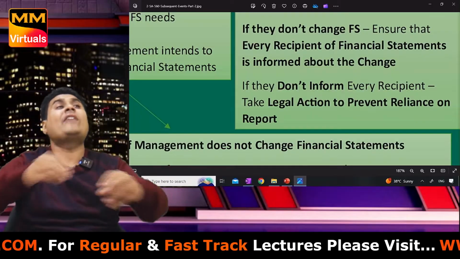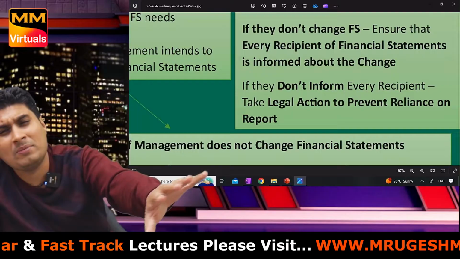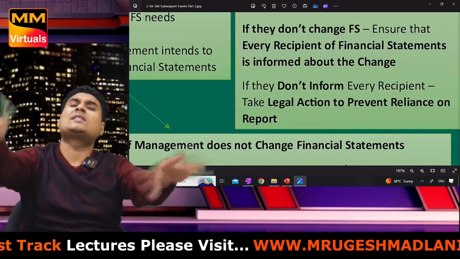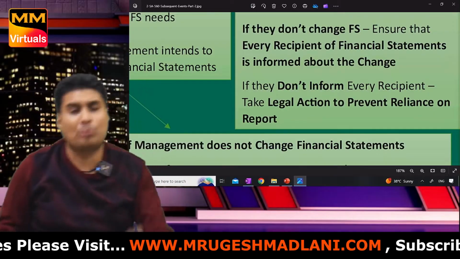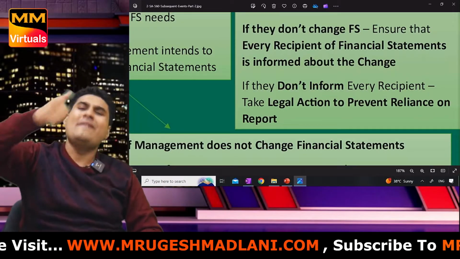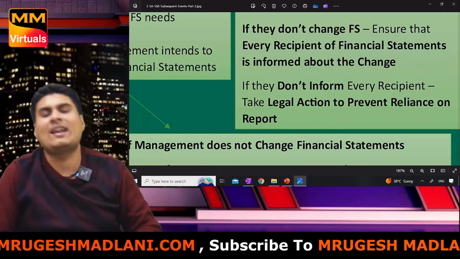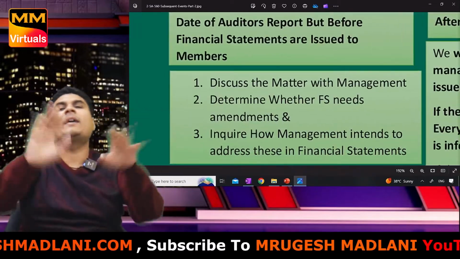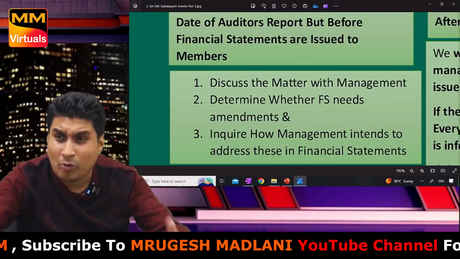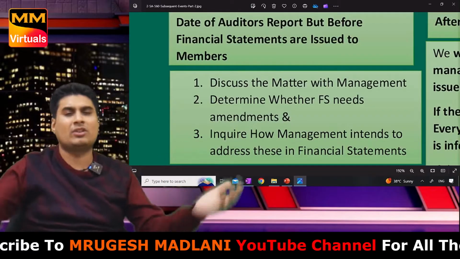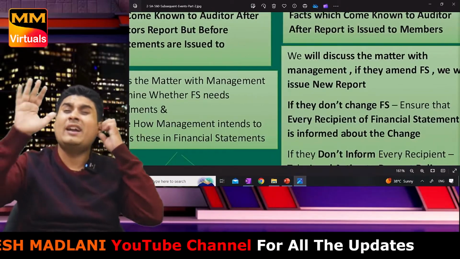Okay, what if it is after the report is circulated? What is the first line you write? Usually the auditor has no obligation to do anything after the report is circulated to members. But had he known before, he would have amended the report. Same 3 points: discuss the matter with management. See, the financial statement needs amendment. Inquire how management will address this in the financial statement. If they change, we will issue a new auditor's report. What if they don't change?